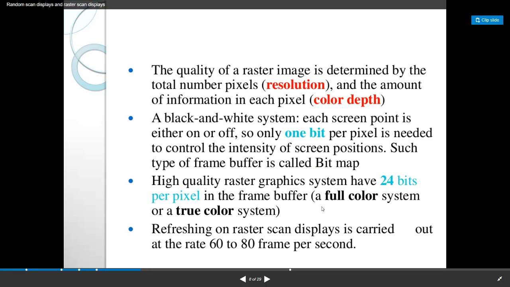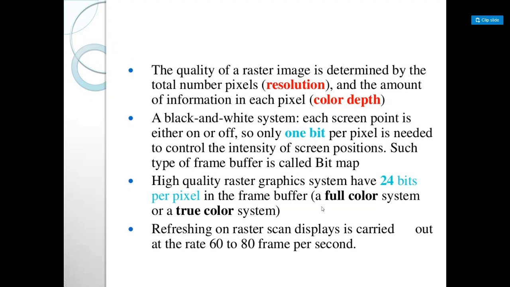High quality raster graphic systems use 24 bits per pixel. In one frame it can store a full color system, or a true color system, as we call it, with 24 bits per pixel. Refreshing on raster scan displays is carried out at the rate of 60 to 80 frames per second, so 60 to 80 frames are refreshed per second.